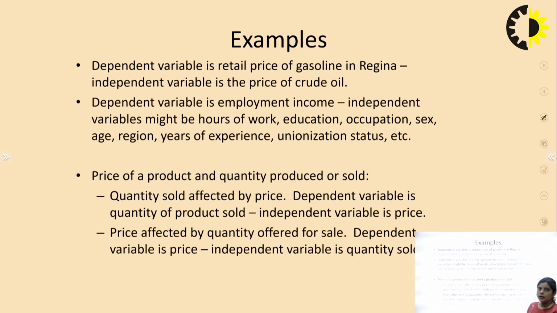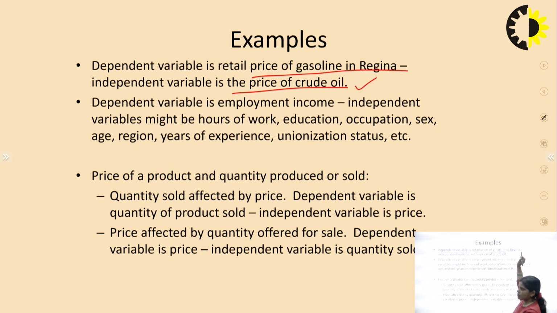Now here I am going to present some examples which can easily define the relationship between these two variables. The first example is about the retail price of gasoline in Regina. The dependent variable is the retail price of gasoline in Regina, and the independent variable is the price of crude oil. Based on the price of crude oil, the price of gasoline in Regina can change, directly proportional to the price of crude oil, because it is the independent variable.